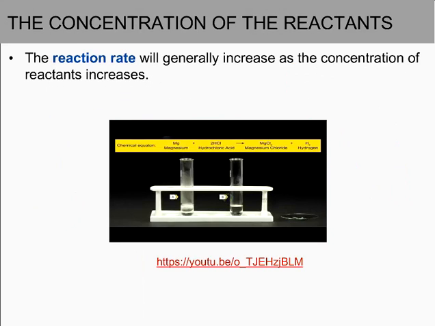Now the next factor is concentration. So the reaction rate will generally increase as the concentration of reactants increases. And I have a video here showing that concept, so let's see if it works.